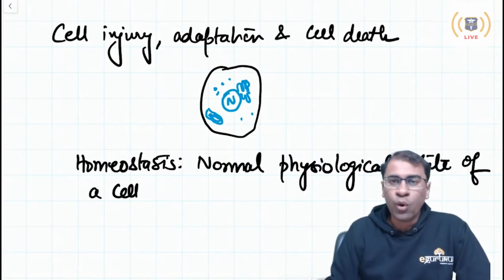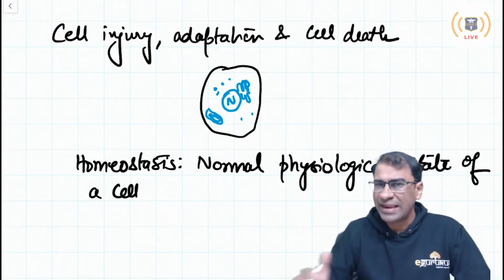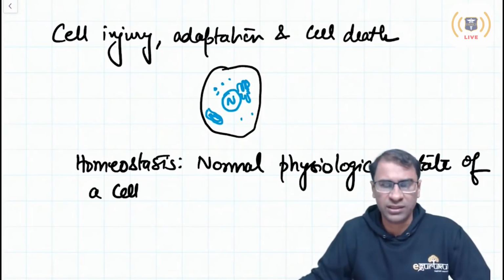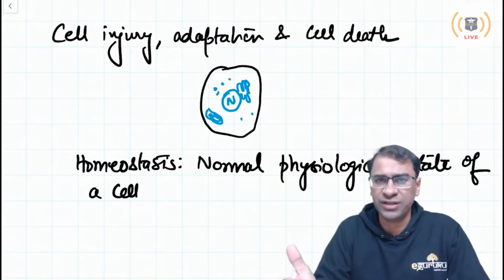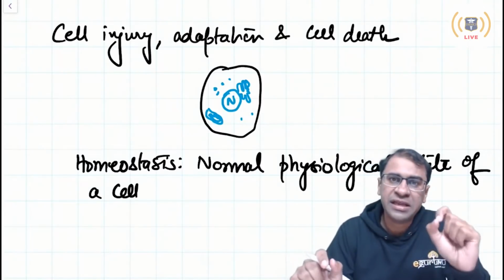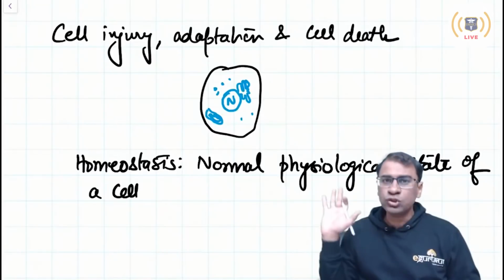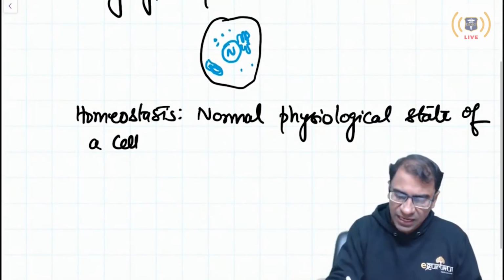Now, the point is, what may go wrong in a cell? Can anything go wrong in a cell? Plenty of things can go wrong in a cell. Suppose the cell, which is functioning normally, suddenly has an ischemic injury. Do you know what ischemia is? Ischemia means decrease in the blood supply. So suppose this normally functioning cell suddenly has any sort of injury.